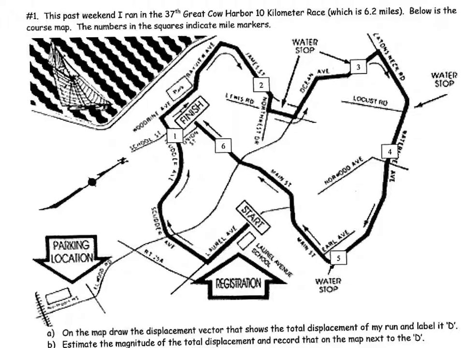Okay, so let's move on to part 2. This was, you had to draw a vector showing my overall displacement. I started here, I ended here, and you had to label that D. Then you had to estimate that, so I would say the estimate is probably maybe 0.8 miles, or maybe you said 1.2 kilometers. Didn't really matter, just as long as you were in the ballpark.